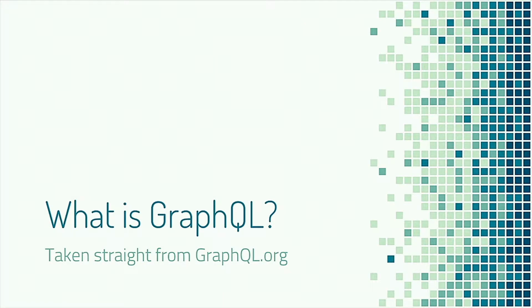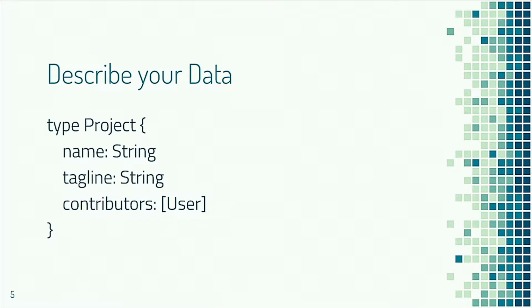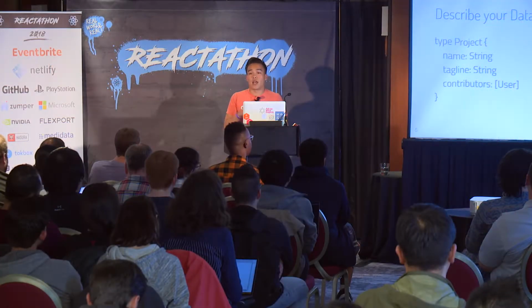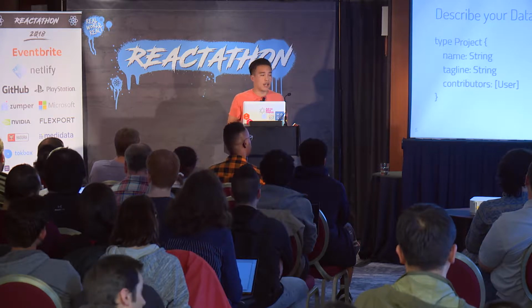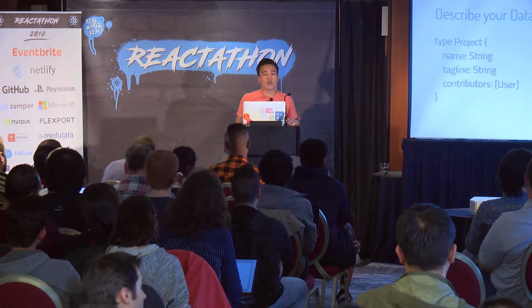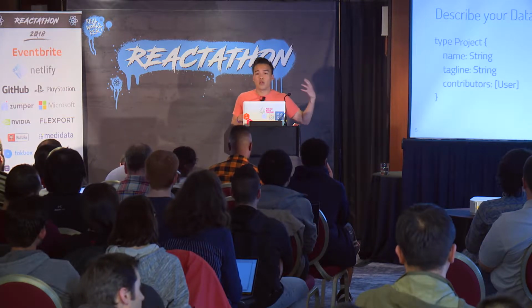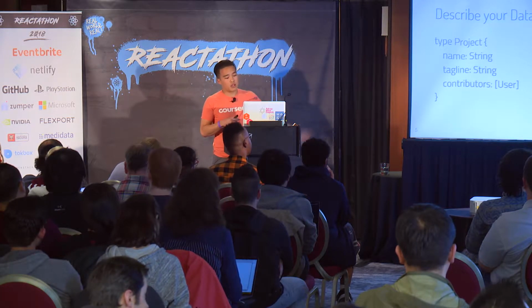I talked a little bit about this before, but the QL in GraphQL stands for query language. And I'm going to give you the description that's straight from the website because it's really, really succinct and really straightforward. First is you describe your data. This is a really key part. We'll talk about this as well. But you describe your data. In this case, we're going to say there's a type. This type is a project. It has a name, a tagline, and contributors. And you can see exactly what those fields actually represent.